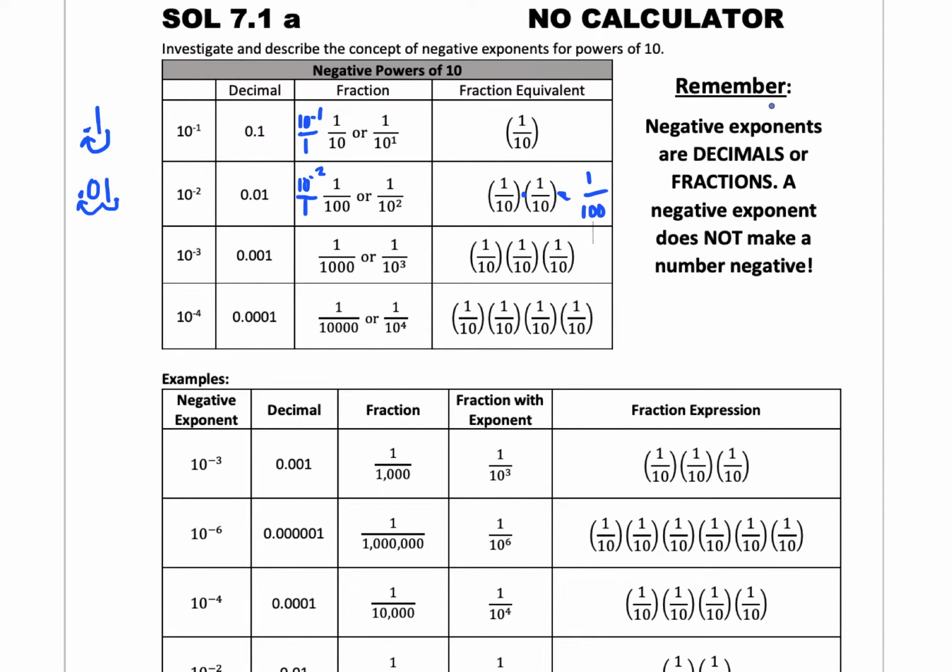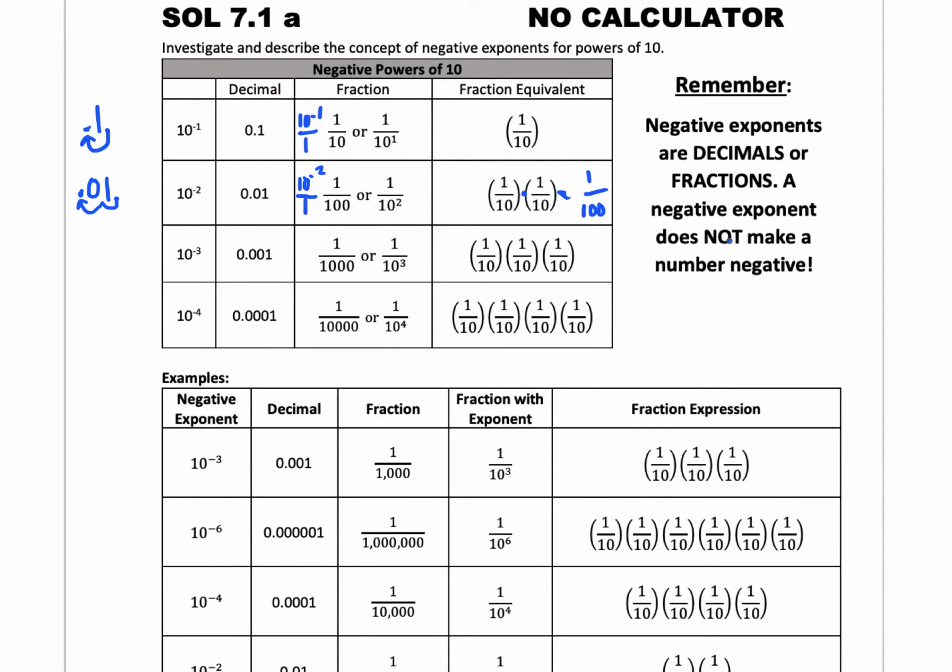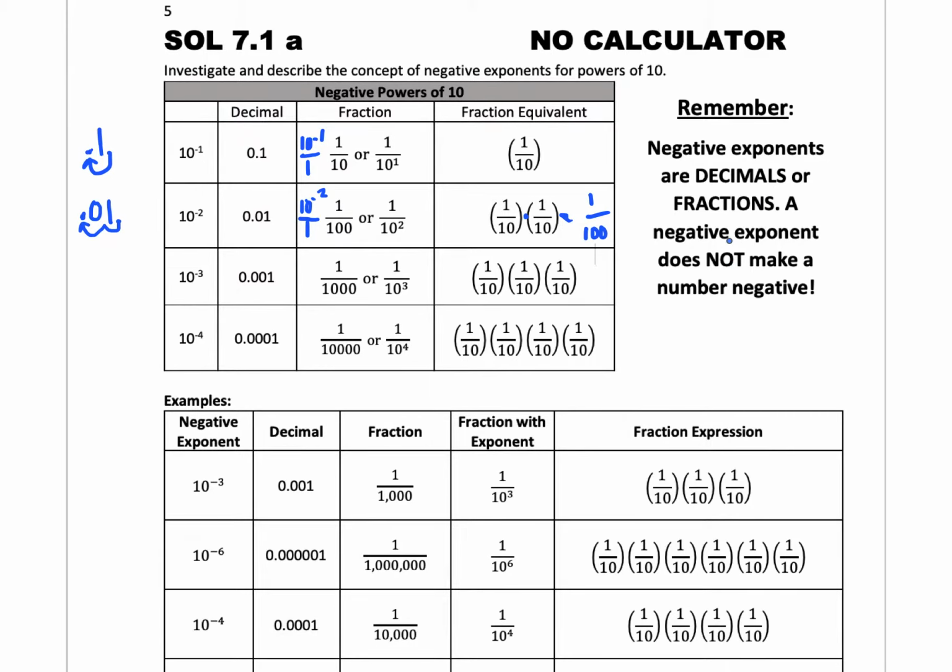Just as a reminder, negative exponents are decimals and fractions. It does not make a number negative. So in some of those questions in your practice problems where it says circle all the true answers, if you see an answer that says 10 to the -1 should equal -10, we remember, no, negative exponents make decimals or fractions. It doesn't make negative numbers. So that's just what this is referring to.